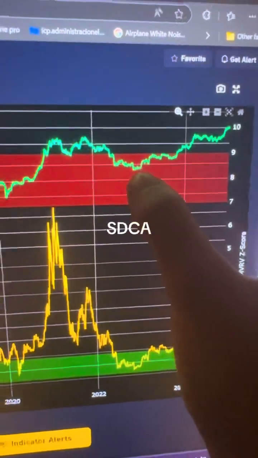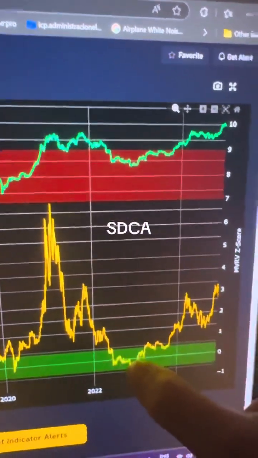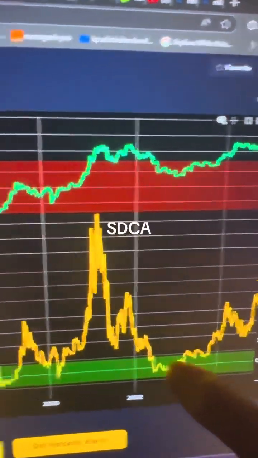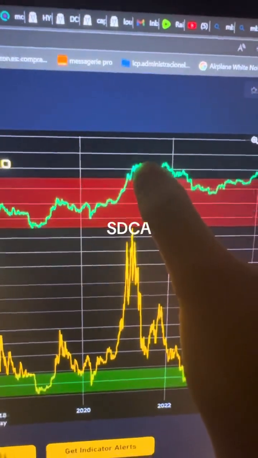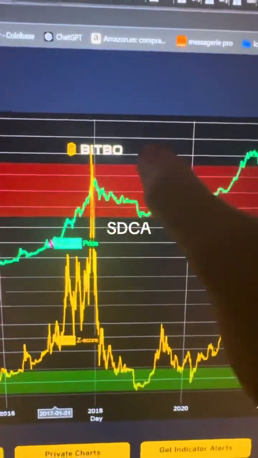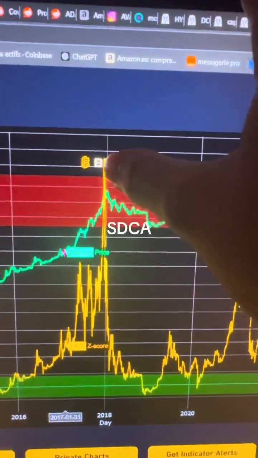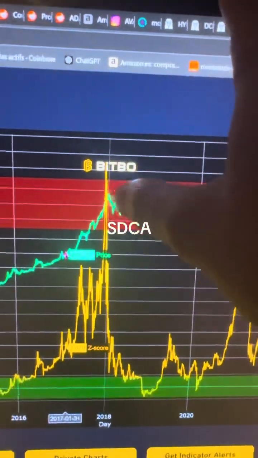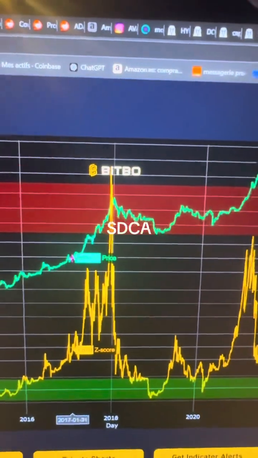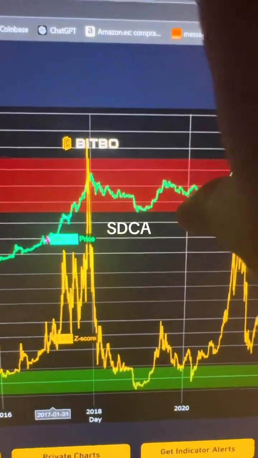You can see here was a very good place to buy Bitcoin, and look where the MVRV was. It was very low. Whenever the MVRV peaks, it's the top of the market, and it's time to sell. Whenever the MVRV, the yellow thingy, peaks, it was the top of Bitcoin, the green line, and it was time to sell. It's a very useful and powerful indicator, the MVRV.